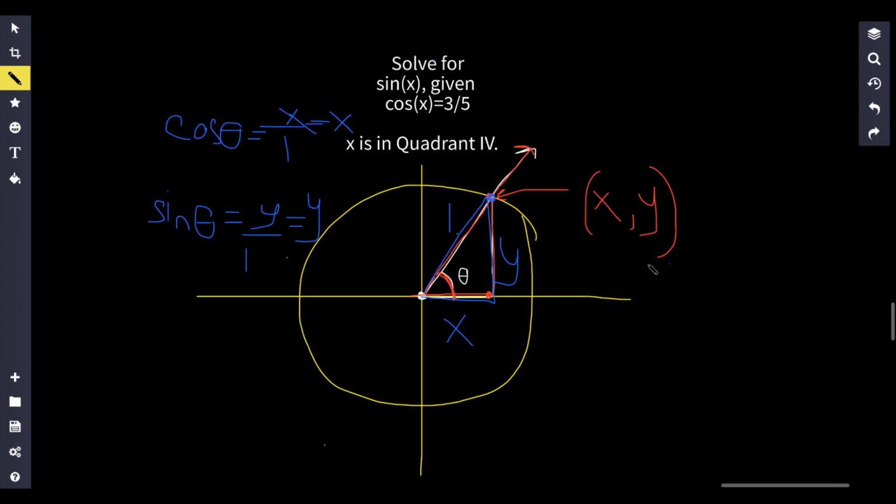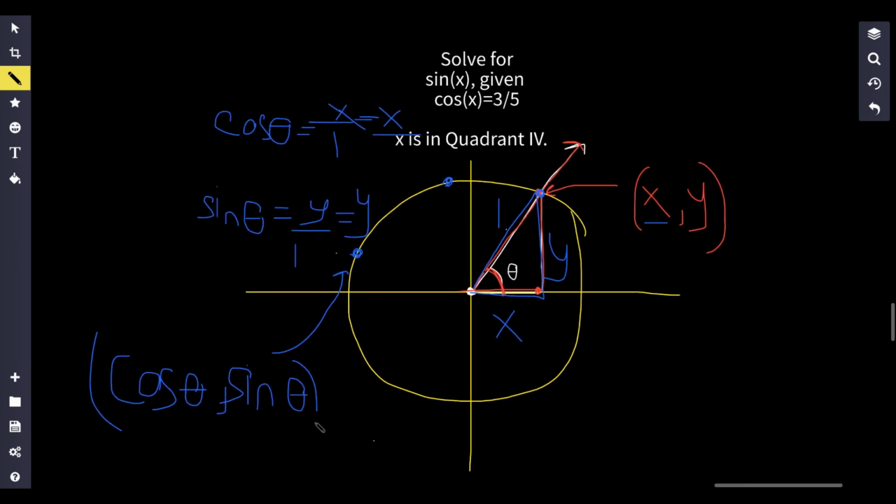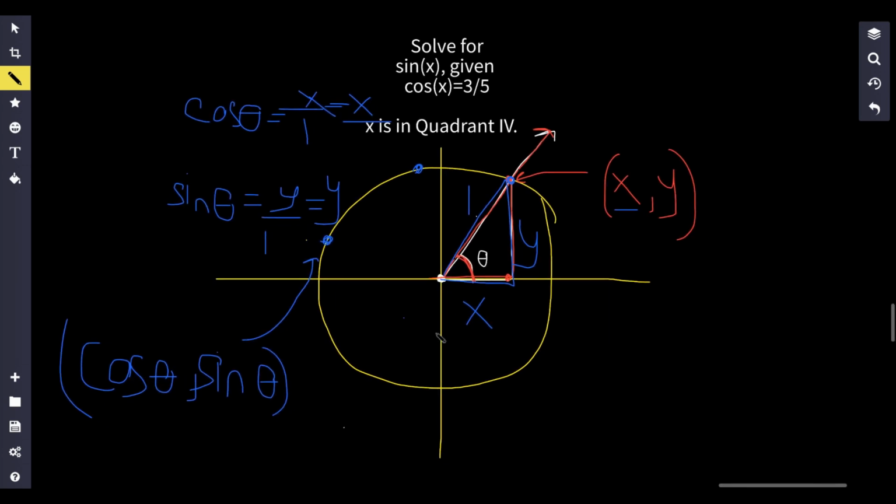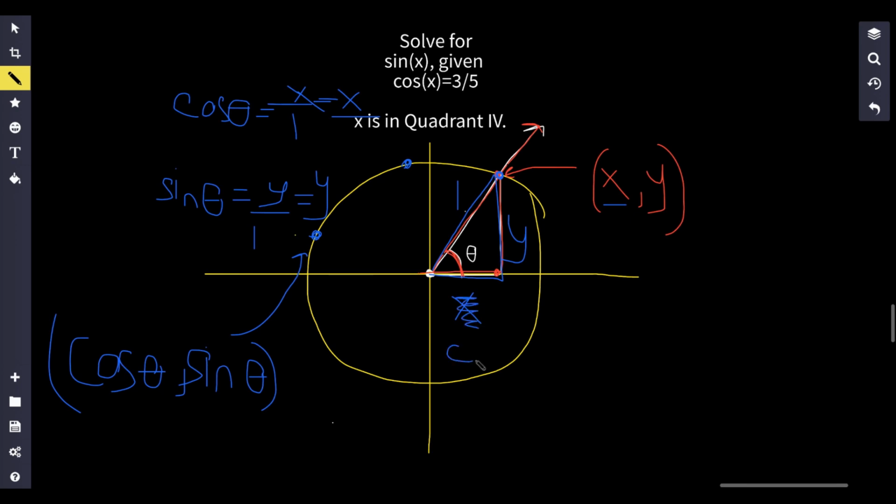coordinate. So it turns out that if I pick any point from the unit circle, the coordinate of that point is going to be equal to our x value, which we said is our cosine value. It's going to be equal to cosine of theta, comma, sine of theta. Right? X comma y. Same thing. So if we know the x value is cosine of theta and the y value is sine of theta, notice how this is a right triangle, right?